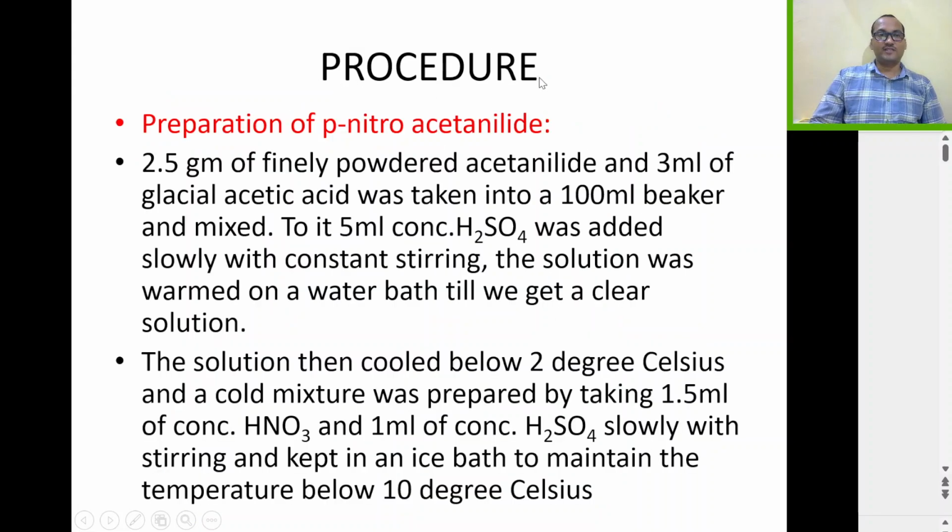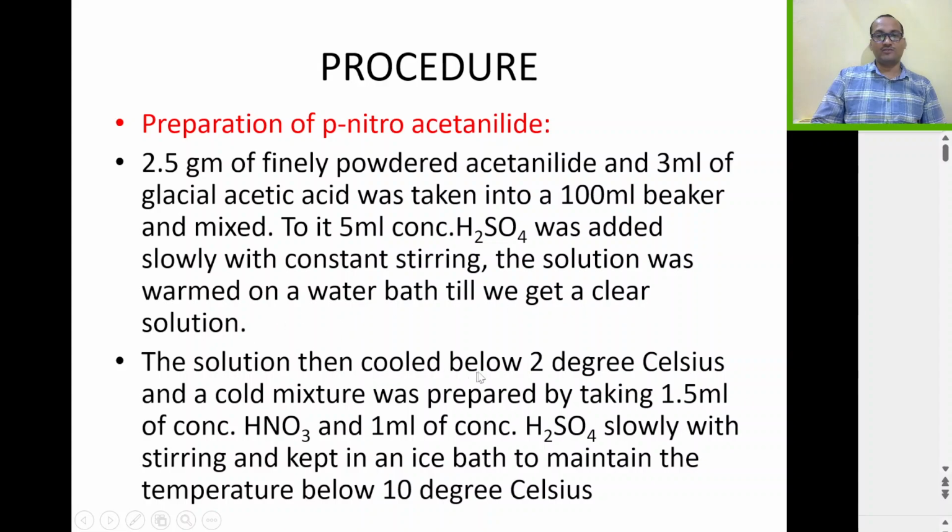So let's talk about the procedure. Let's take 2.5 gram of powdered acetanilide and 3 ml of glacial acetic acid in a 100 ml beaker. Then add 5 ml of concentrated sulfuric acid with constant stirring. Then the solution was warmed in the water bath till we get a clear solution.